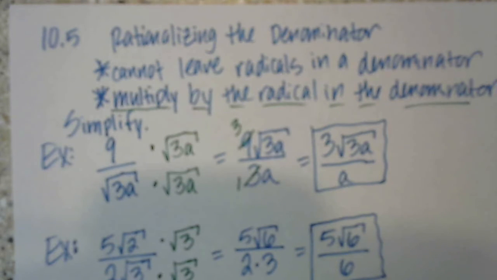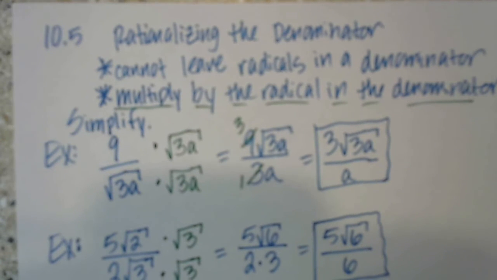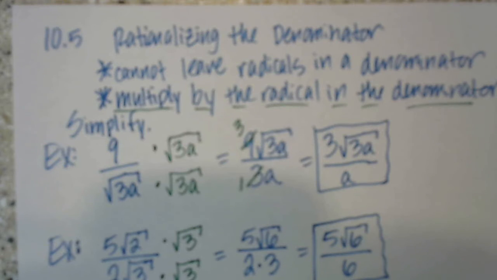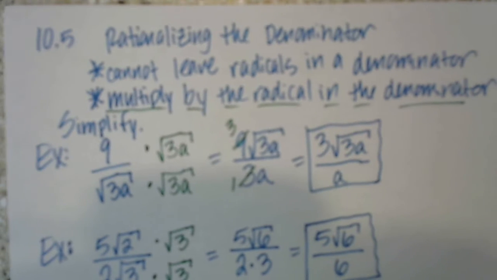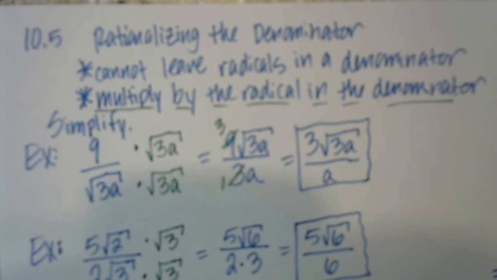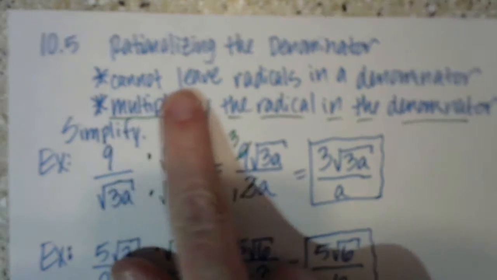Okay guys, I want to start with 10.5 in this video. There's not a lot to section 10.5, so I actually have already written through these notes and posted these on Blackboard. I'm going to talk through them here because that's a little bit easier to do. The main thing in 10.5 you need to know is that you cannot leave any radicals in a denominator of a fraction. So that's what it says, right up here.